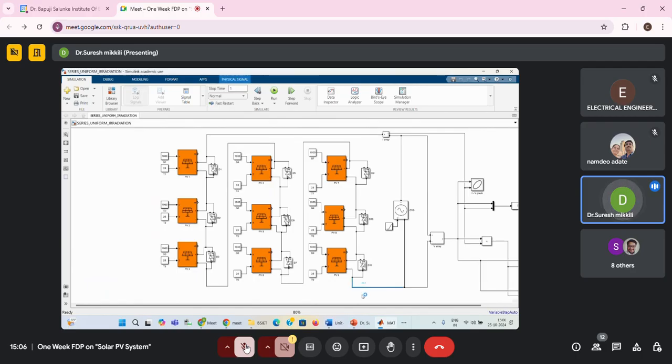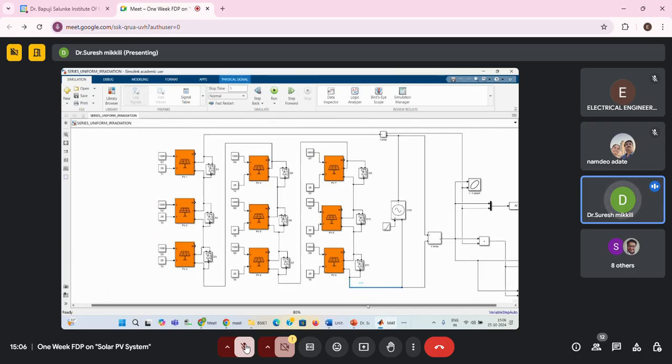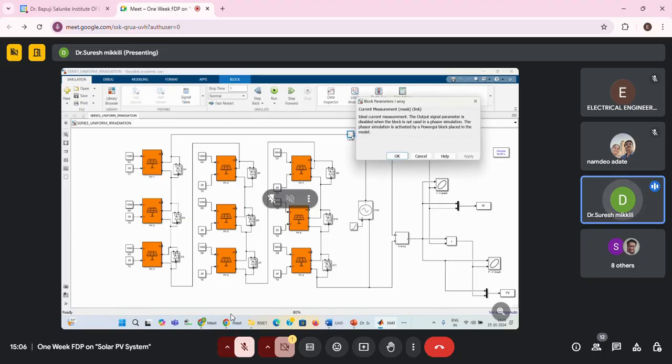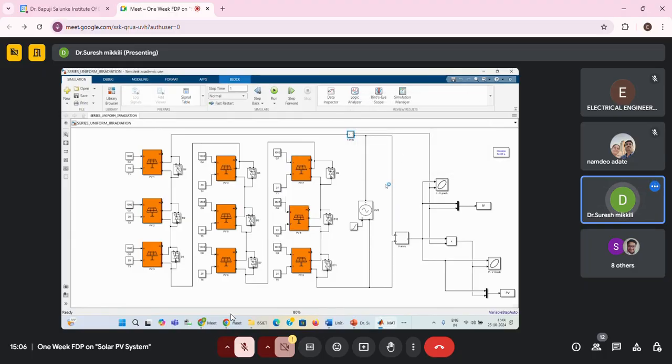Now, I need to measure voltage and current, isn't it? For that, I have included the current measurement block. It is in series with the line, since to measure current it must be in series with the line. I want to measure the voltage too. So the voltage across the total I have taken.